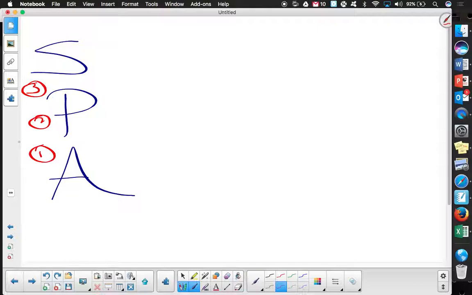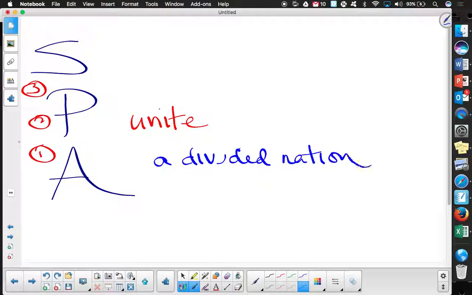What's our purpose, argument? Or what could be a purpose? I'm not saying it has to be ours. Unite what? Oh, unite the nation. Who's the nation? Unite America. That's not really any better. Unite Americans. Unite a divided nation. What are the strategies that it uses to unite a divided nation?